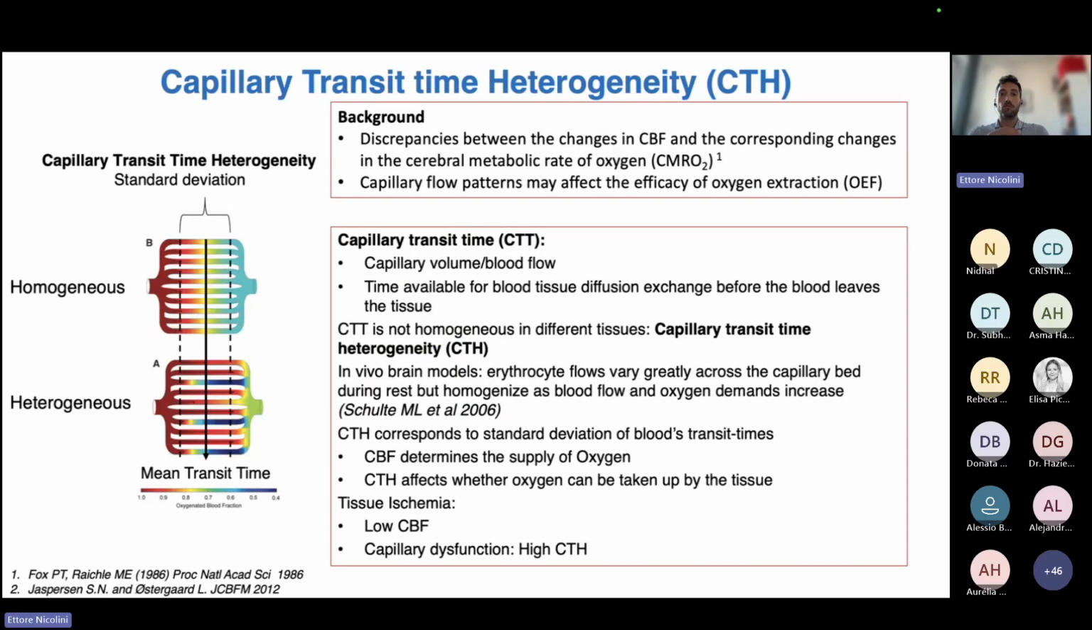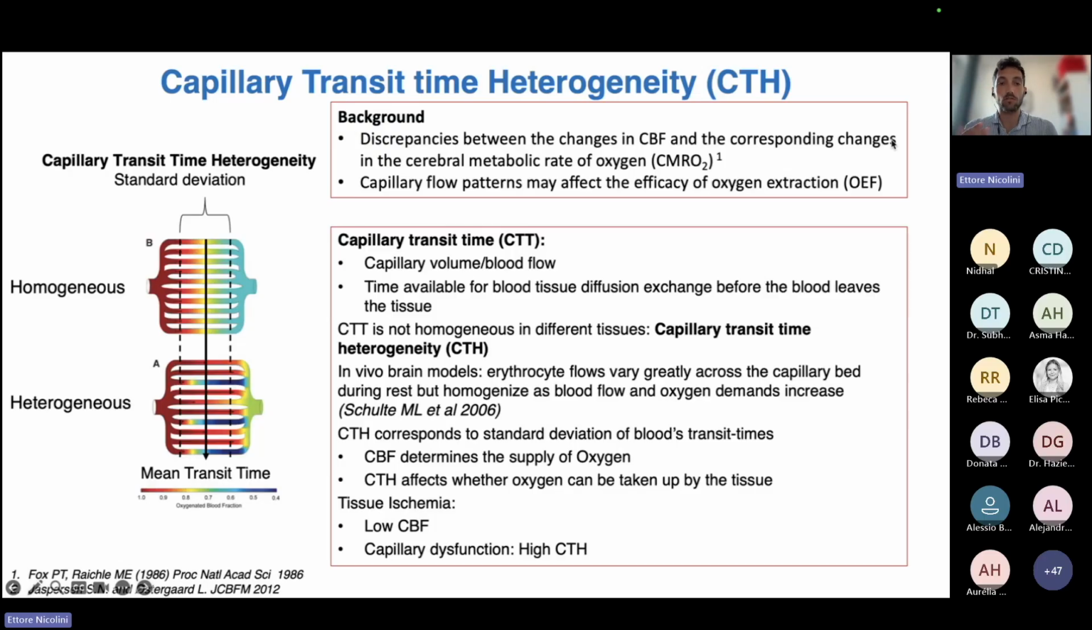Everything started from the observation that there was a discrepancy between the magnitude of cerebral blood flow changes and the corresponding changes in the cerebral metabolic rate of oxygen. The hypothesis was that this discrepancy depended on different capillary flow patterns that might affect the efficacy of oxygen extraction fraction. Indeed, in vivo studies showed that erythrocyte flow in capillaries is not the same in all capillaries.